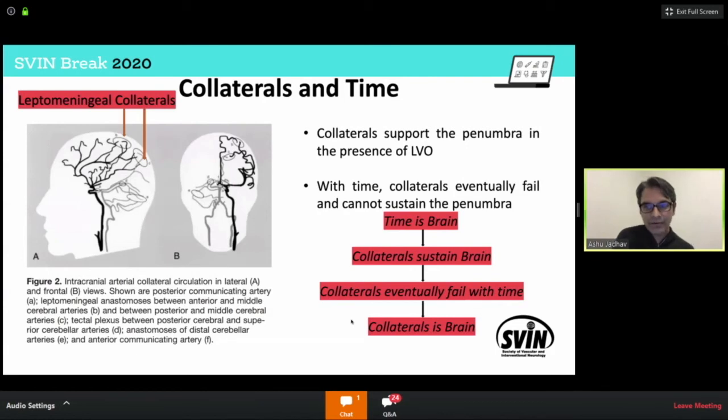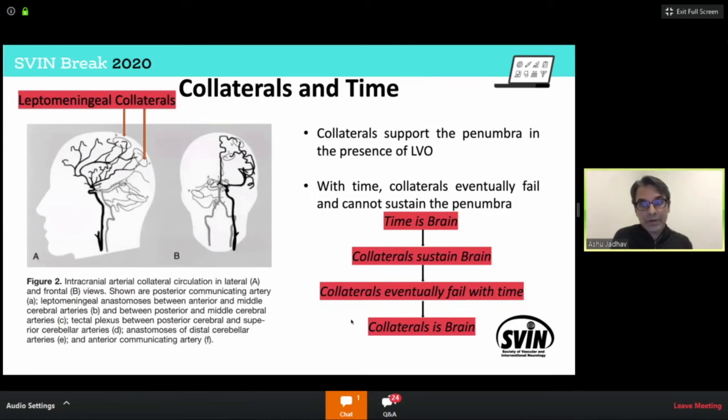So in a sense, collaterals is brain. And again, I think one caveat I would add to this is we spend a lot of our conversation about this concept around the supply side, which is the collaterals, but equally important is the demand side, which I think needs a lot more research. That is, what is the ischemic tolerance that a tissue has?